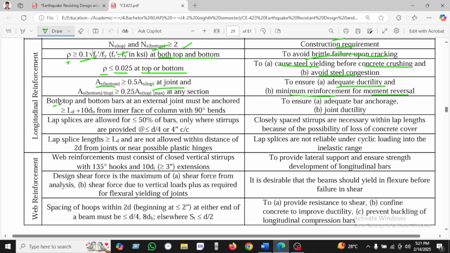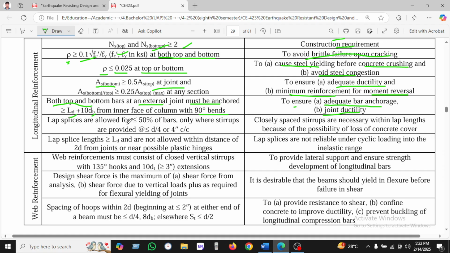So we've been seeing here both top and bottom bar. The bar at the external joint must be anchored, which is greater than development length plus 10d into d beta of bar from the inner face of the column, with a 90-degree bend, to adequately encourage joint ductility. This is the possible explanation.